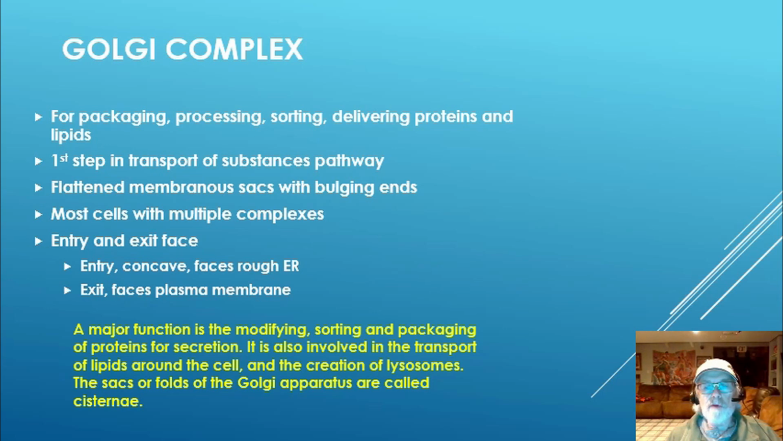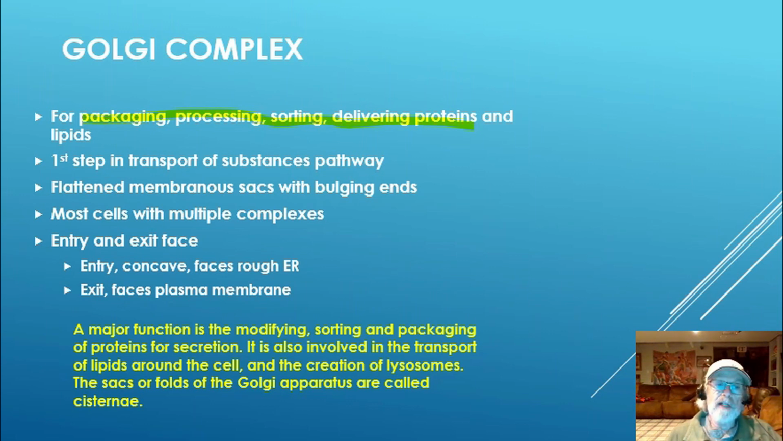You also have to figure out what you're going to do with the protein in the cell once you make it. So basically the Golgi complex is for packaging, processing, sorting, and delivering the proteins and lipids throughout the cell, okay. So it's actually the first step in trying to figure out where these materials are going, well, first of all, what they are, how they might be assembled with other things, as well as where they're going to go. Okay, so it's the first step in that transport of substances in the pathway of the cell.